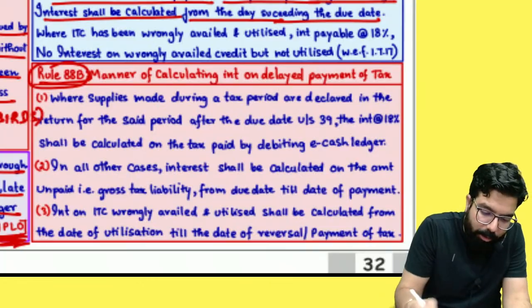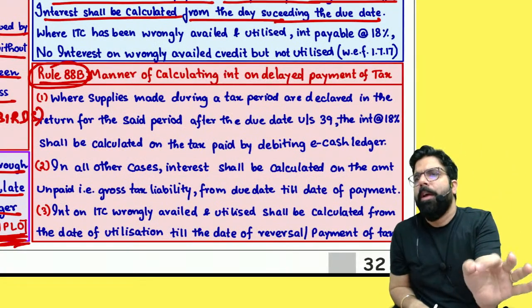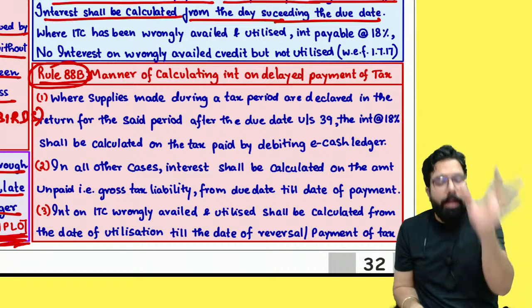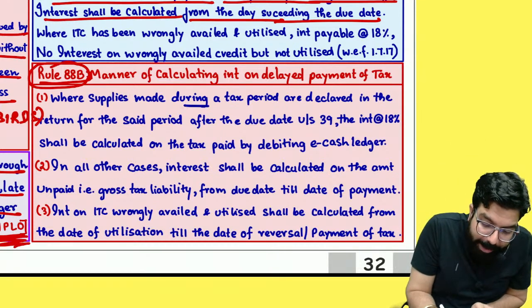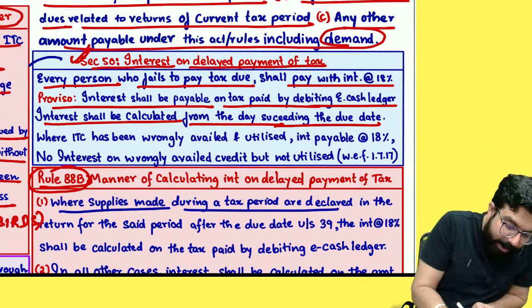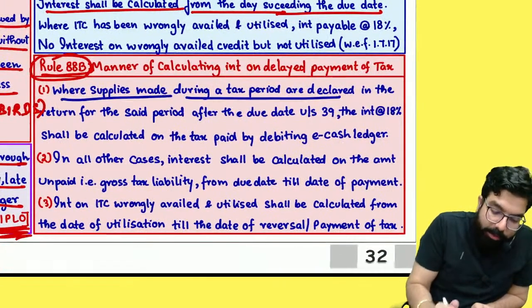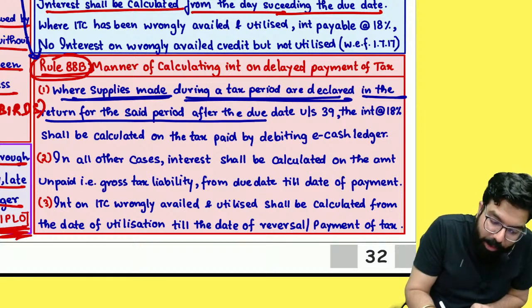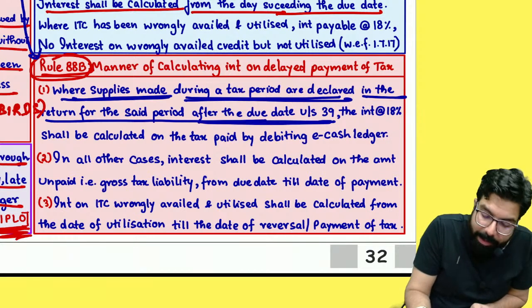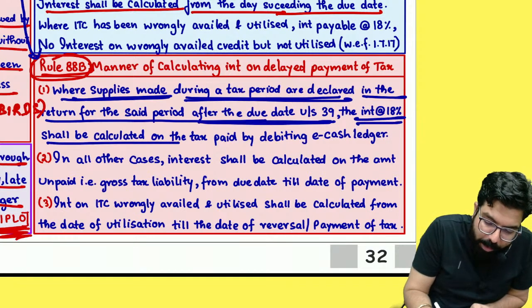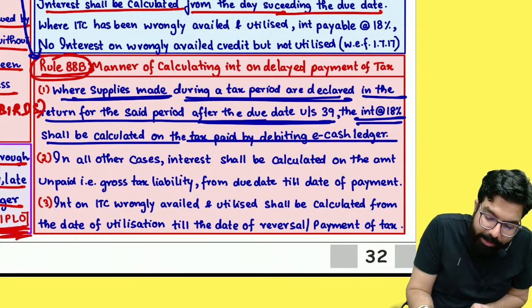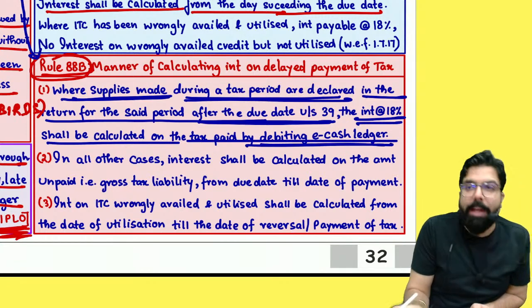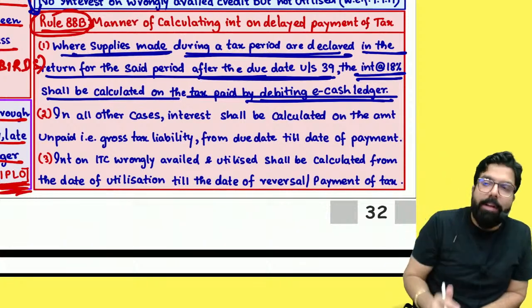People, I've written this down here. Did you guys get it 100%? Shall I repeat? Got it, everyone? Everyone see here, where supplies made during a period are declared in the return for the said period, this Section 50 has to be read with the rule. Only the return is filed late. Interest will come on what amount, everyone? Gross or net? Amount which is paid through the e-cash ledger. But tell me one thing.